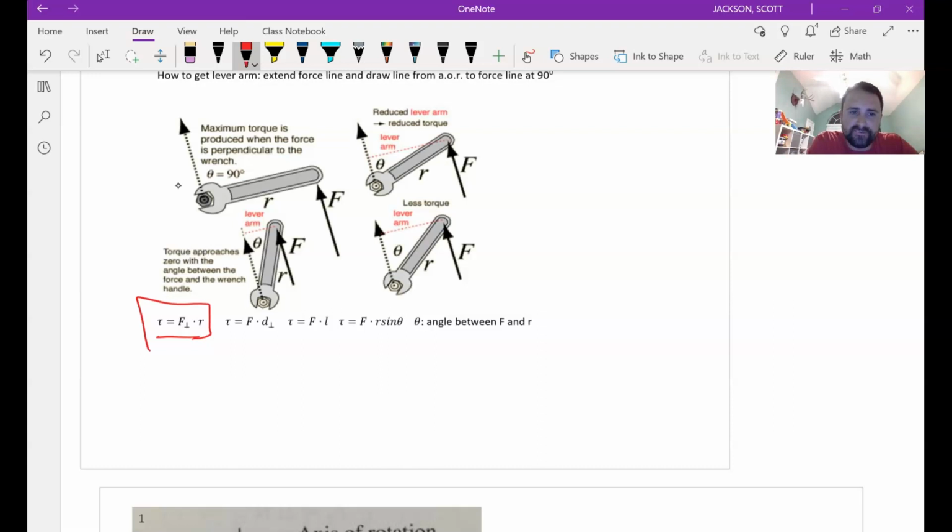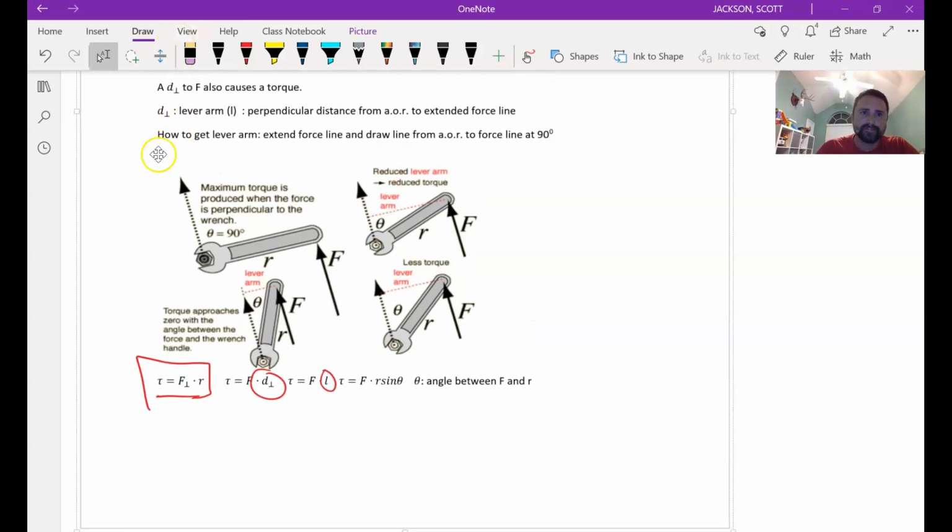You can also see if the force has a perpendicular distance, which we'll look at, and that perpendicular distance is also called a lever arm, which we're going to see right here. So let's look at the lever arm idea. Here, I go for my axis of rotation, or how to get a lever arm. This is really important here. Extend your force line. So I just take that line and draw it forever, and then I go to my axis of rotation and intersect that at 90 degrees.